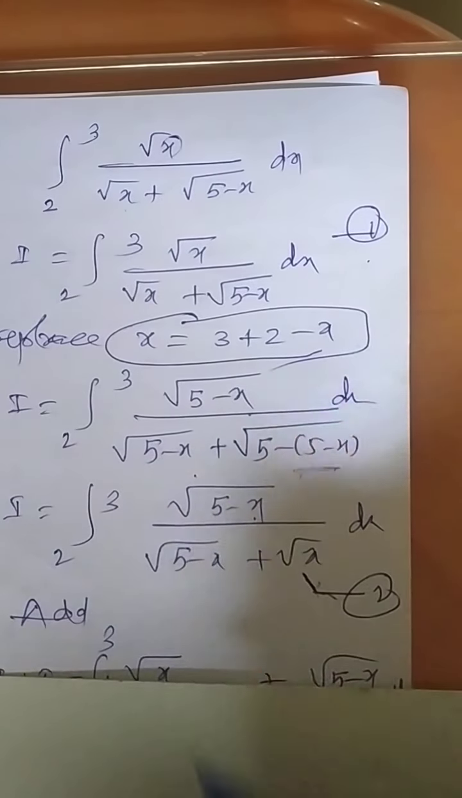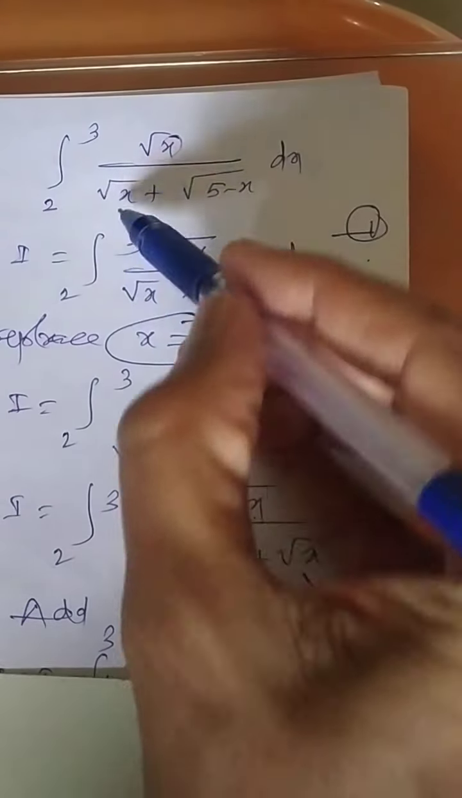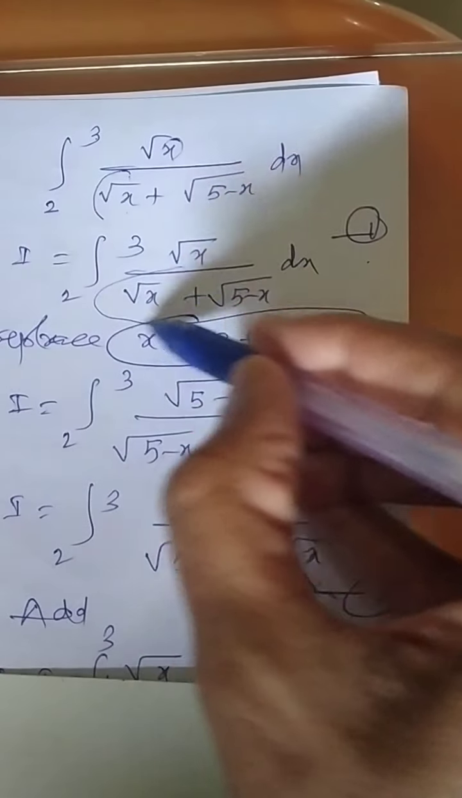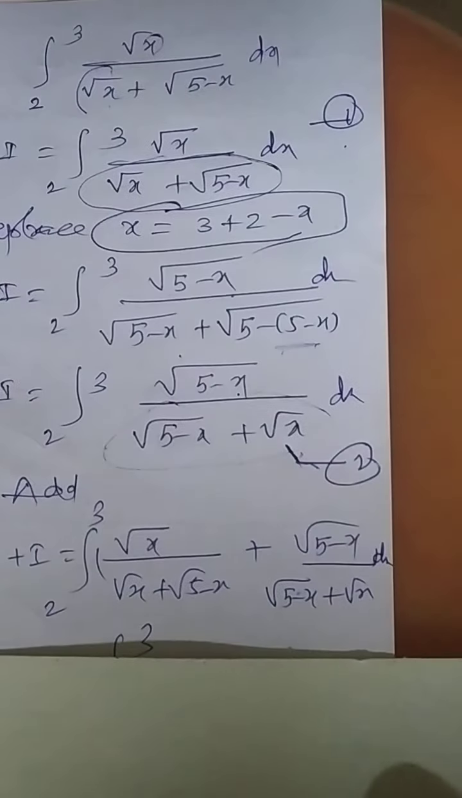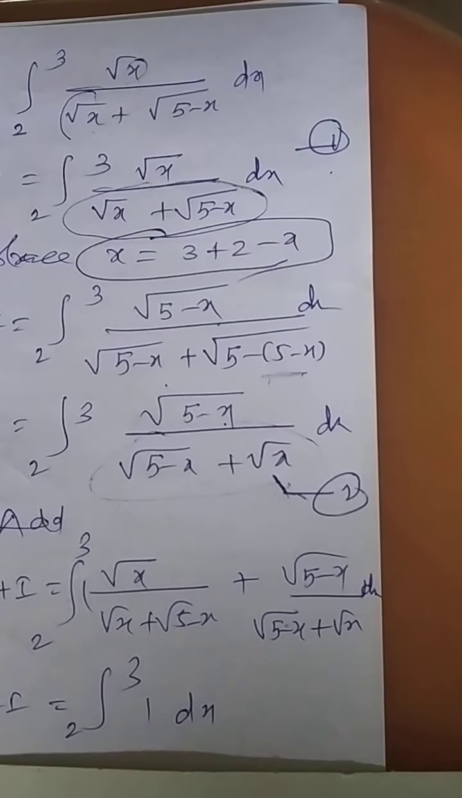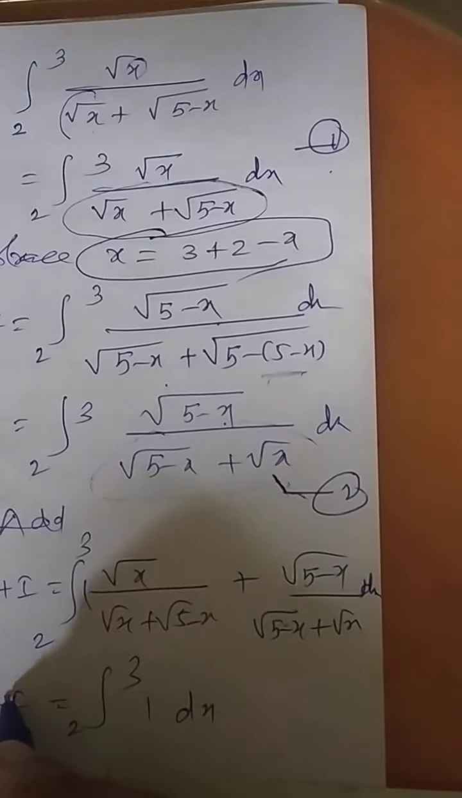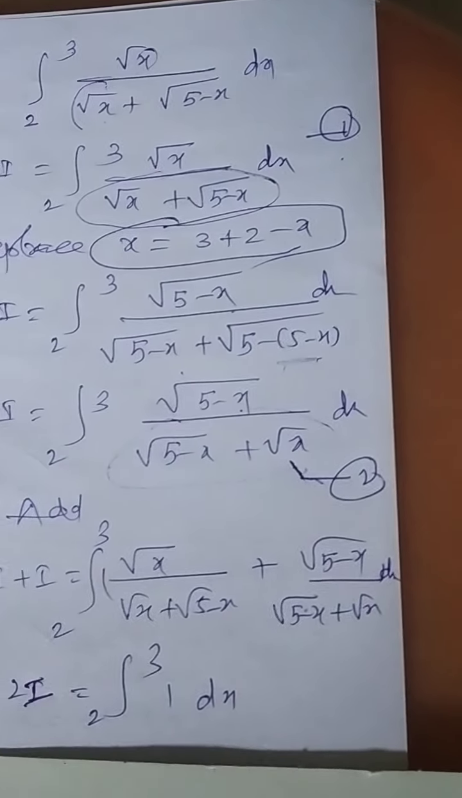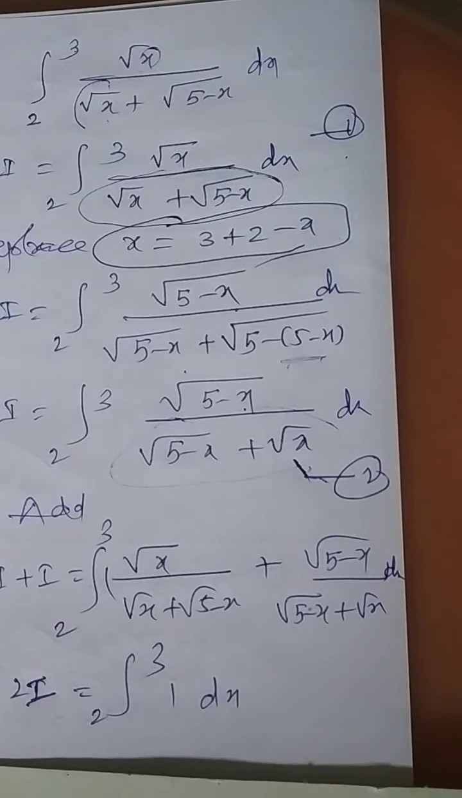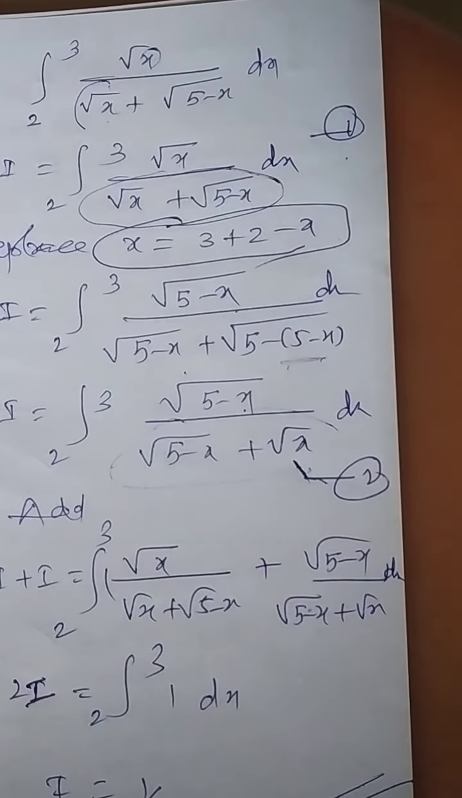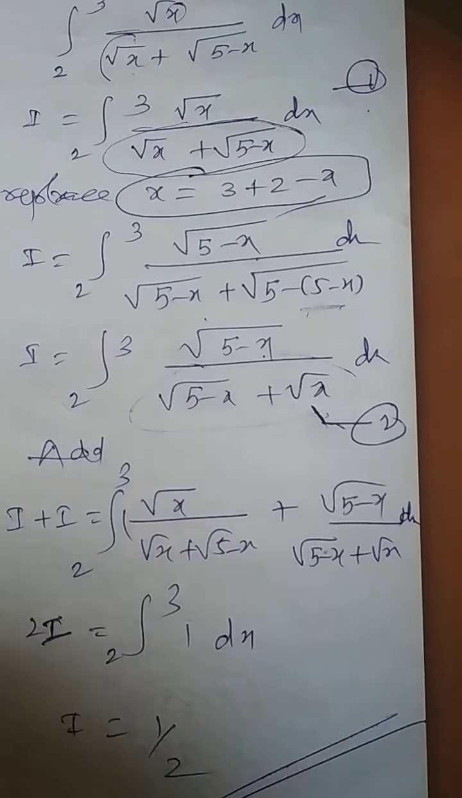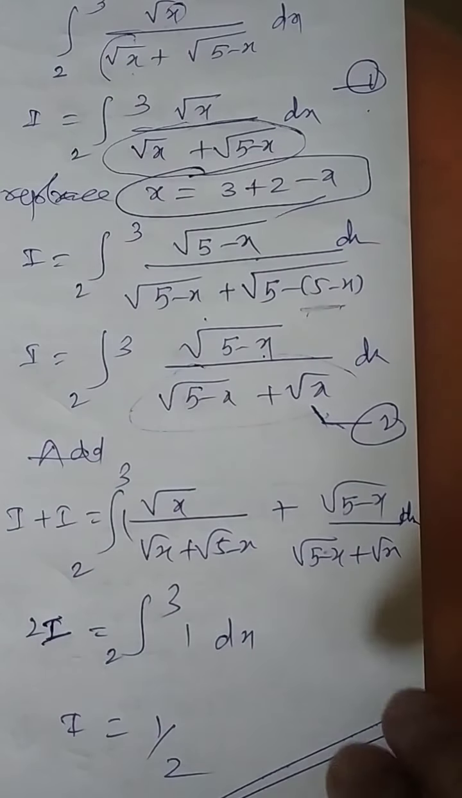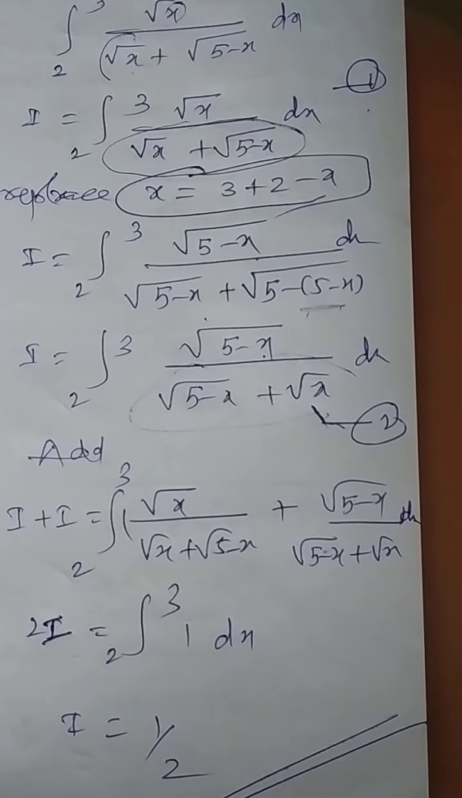This is your second. Now add 1 and 2. Again you will notice that whatever the denominator is in 1, the same denominator is here. Take the LCM. The numerator and denominator will get cancelled, and now this is nothing but the value of 2I. Simplify. I am just waiting. The answer of the question will be found. Okay. So this type of question you can expect when the properties of integrals are used.